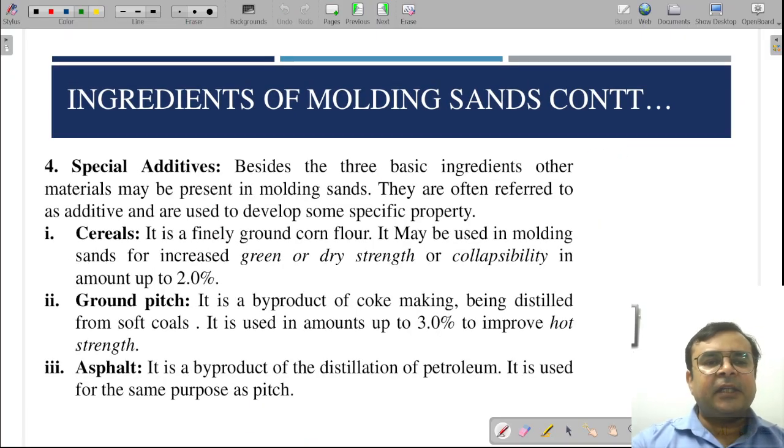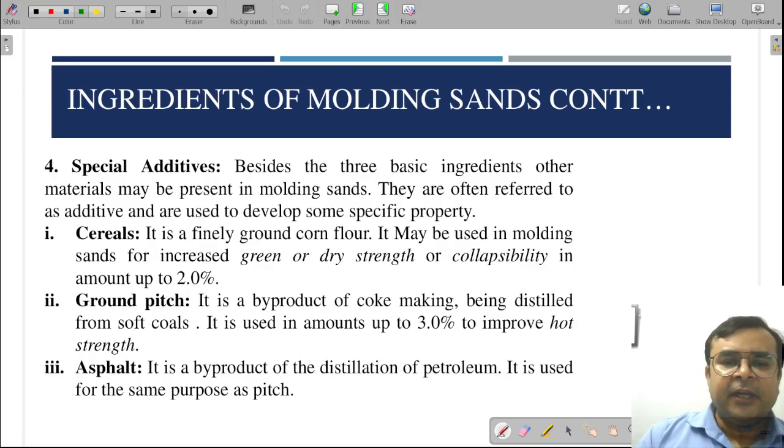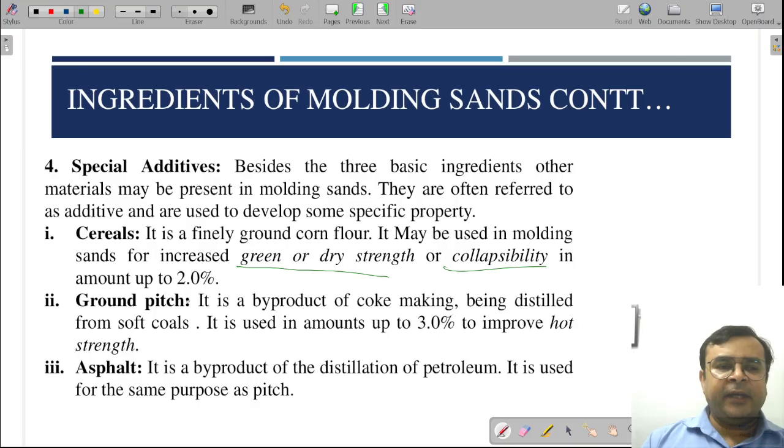Next are some special additives we also use to improve the hardness and strength of the molding sand. Like cereals, which are fine ground corn flour. It may be used in a molding sand for increasing green or dry strength, and we also increase the collapsibility of the molding sand. It may be added at around 2%.